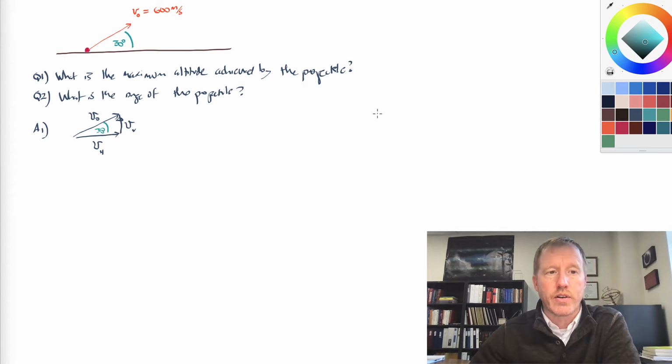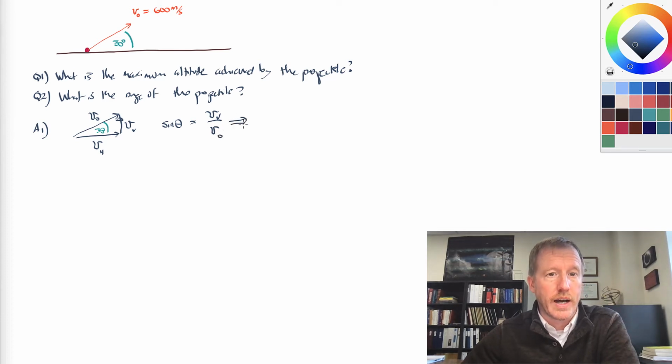So how do we figure out the vertical component of the velocity given this 30, 60, 90 triangle and the hypotenuse? Well, we can use trigonometry. Remember that sine of theta is going to be opposite over hypotenuse. So sine of theta would be the vertical velocity over the muzzle velocity. And that implies that if you want to solve for the vertical velocity, you take sine of theta times the muzzle velocity. That would give us its vertical speed.